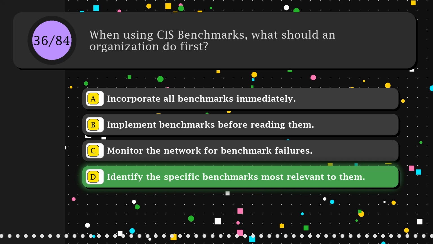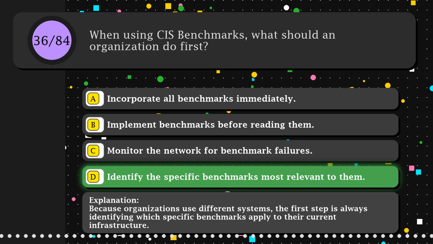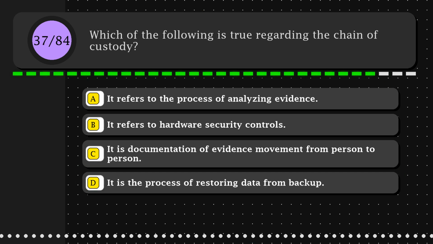The correct answer is option D, identify the specific benchmarks most relevant to them. Because organizations use different systems, the first step is always identifying which specific benchmarks apply to their current infrastructure. Question 37. Which of the following is true regarding the chain of custody?